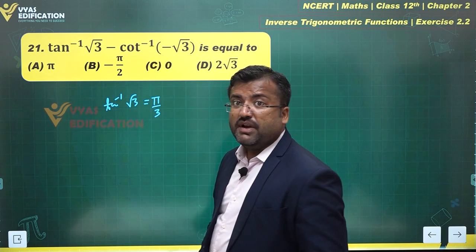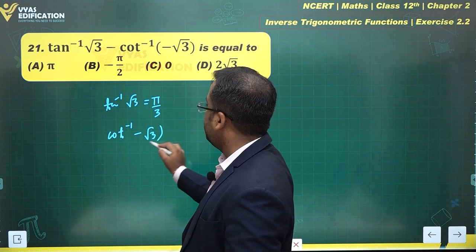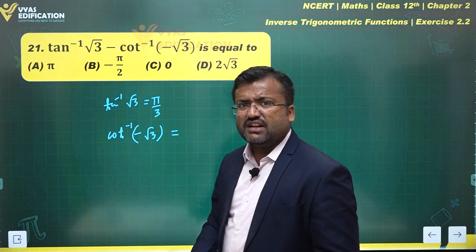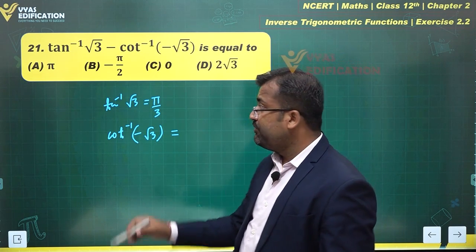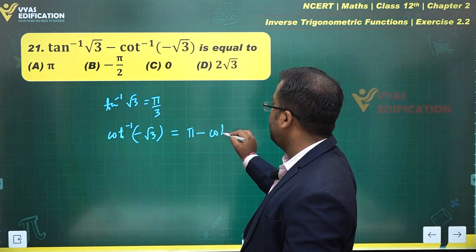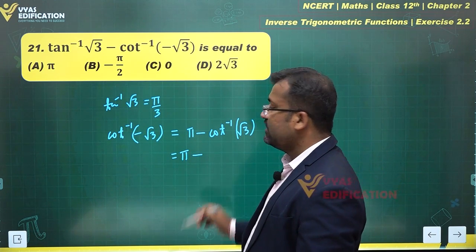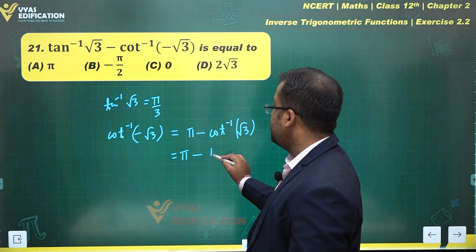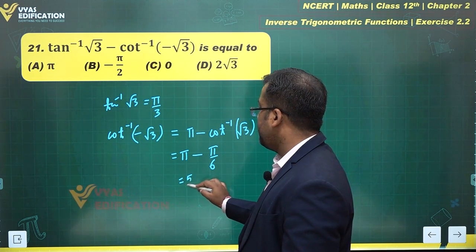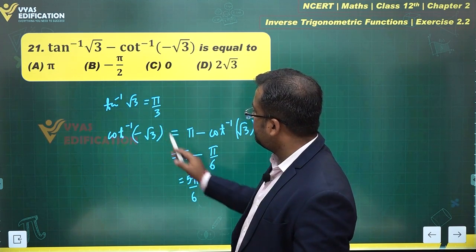What about cot inverse minus square root of 3? We'll have to take care of that minus first. Okay, that minus can come out. Cot inverse minus x is pi minus cot inverse x, so pi minus cot inverse root 3. And what is that? Pi minus pi by 6 is 5 pi by 6. Okay, so this value is 5 pi by 6, and the other value is pi by 3.